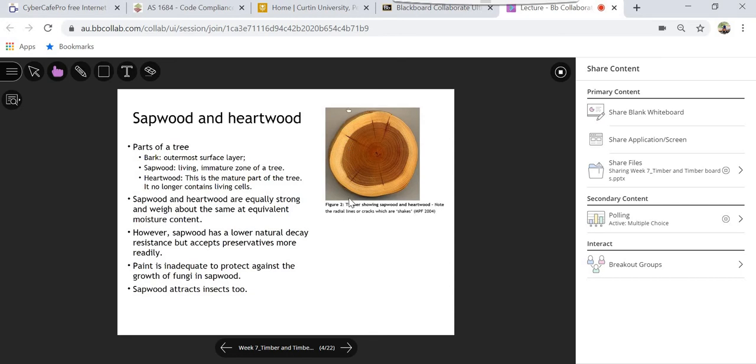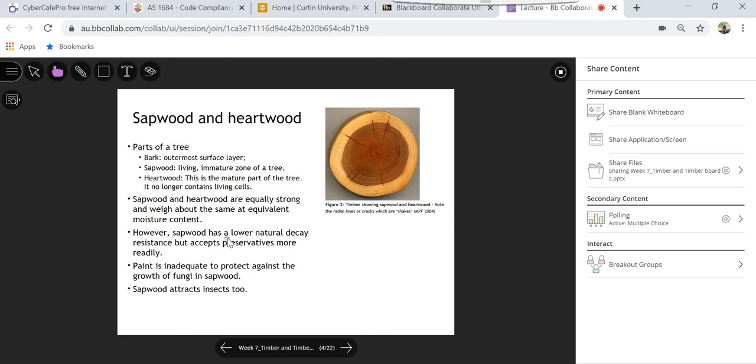It's important for a tree to have sapwood, because that's the part that takes water and nutrients to the tree to keep it going. But when it comes to construction, hardwood is more preferable, and this is the mature part of the tree, and it doesn't have living cells. It doesn't mean that it is dead. It doesn't have living cells. It's a matured one. And if you consider a certain species, both sapwood and hardwood are equally strong.